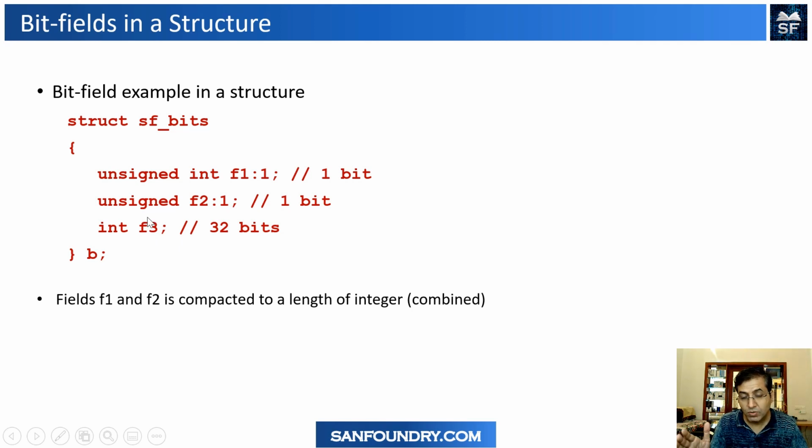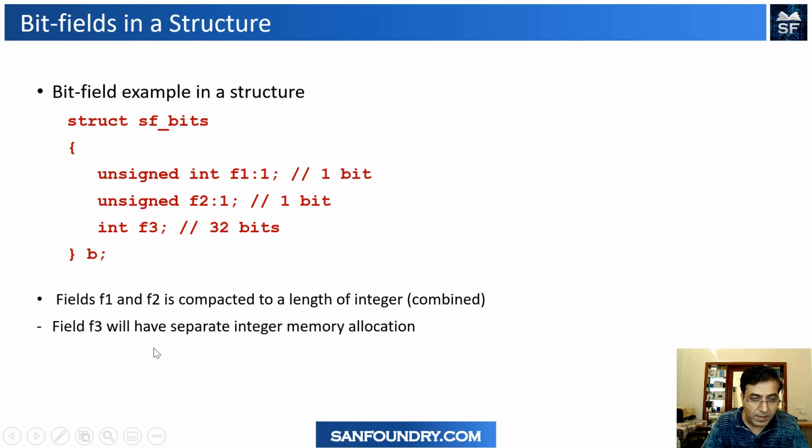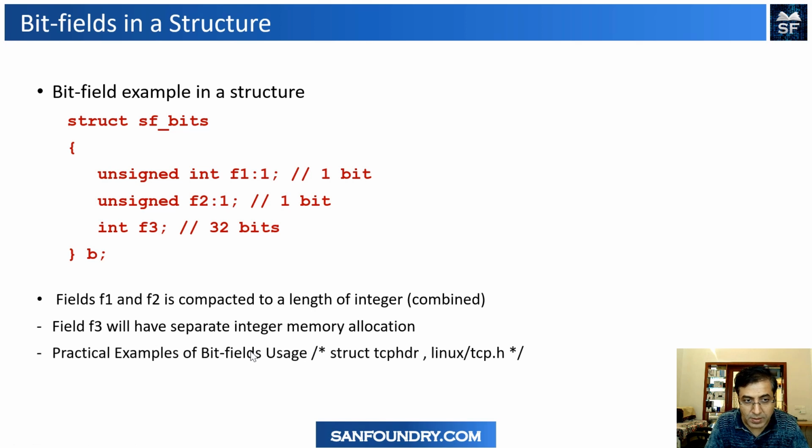F3 requires 4 full bytes, 32 bits. So it's a separate memory requirement for 32 bits, and I will go ahead and allocate 4 bytes. So the total space allocation will now be 8 bytes. When you see this, F1 and F2, sorry, will be joined together in terms of memory requirement, and then F3 will be 4 bytes separately.